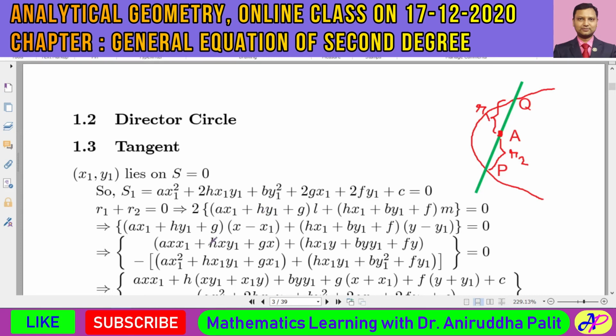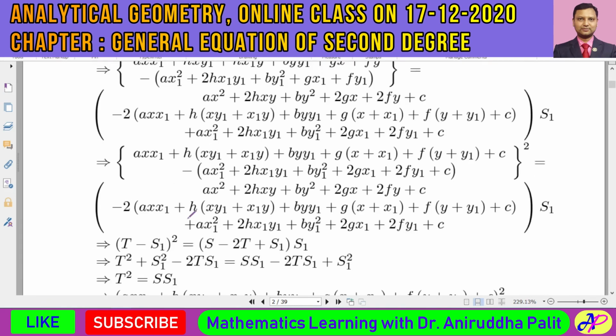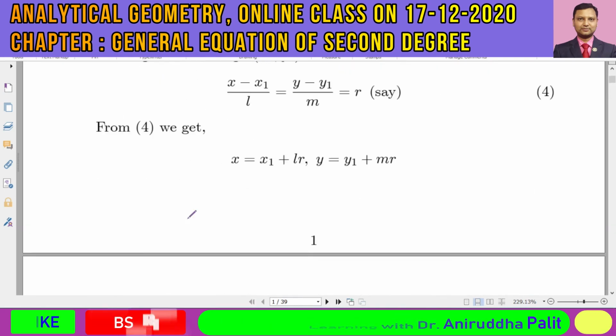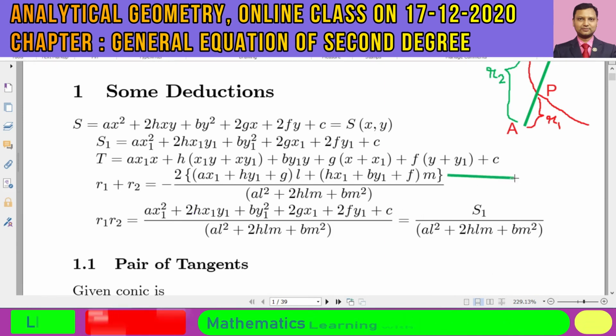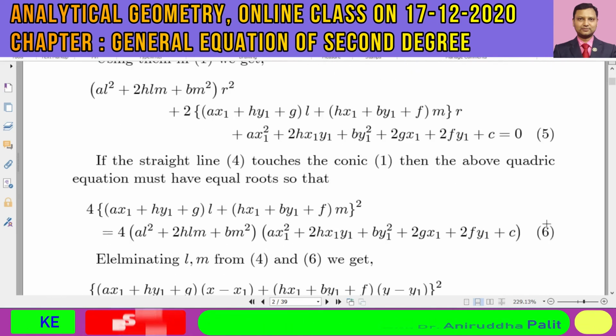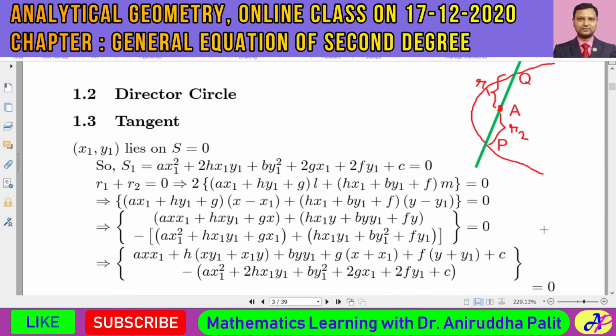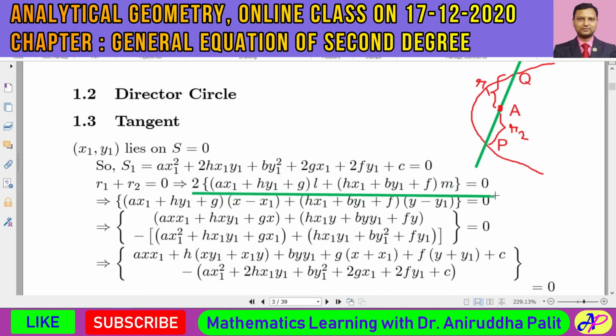R1 plus R2 is equal to 0. That means the numerator in the expression of R1 plus R2 must be equal to 0. What was the numerator? We had this kind of expression. This is the numerator of R1 plus R2. So we have the result that this numerator is equal to 0.